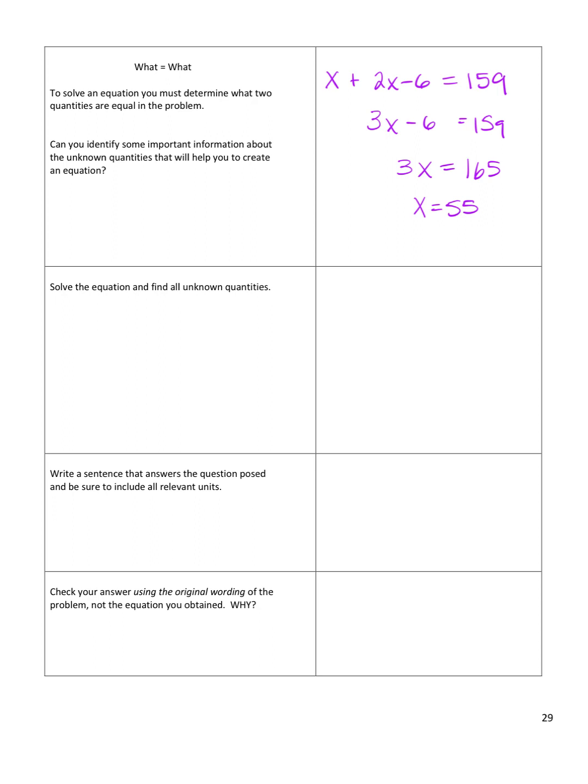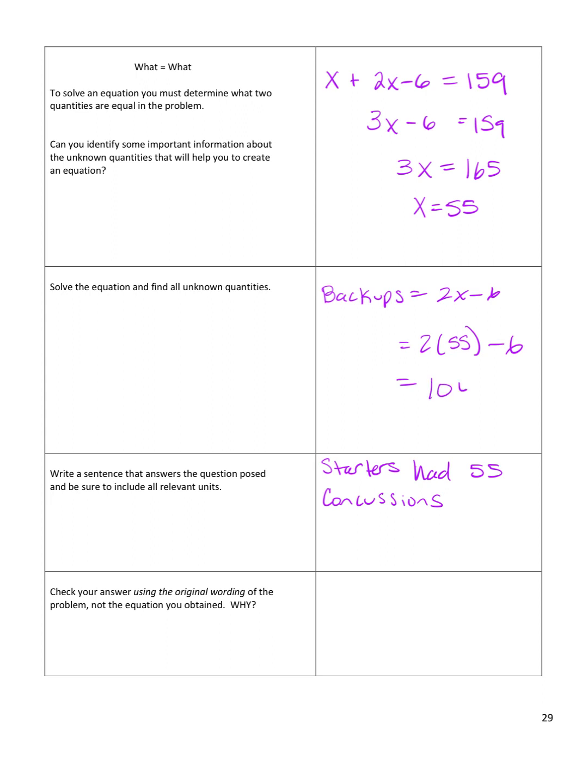Remember, we defined X as the number of concussions for starters. So we would say starters had 55 concussions. And they also asked us how many concussions the backup players had. We defined that to be 2x minus 6. So backups, that was 2x minus 6, so I'm going to do 2 times 55 minus 6. 110 minus 6 is 104. So backups had 104 concussions.